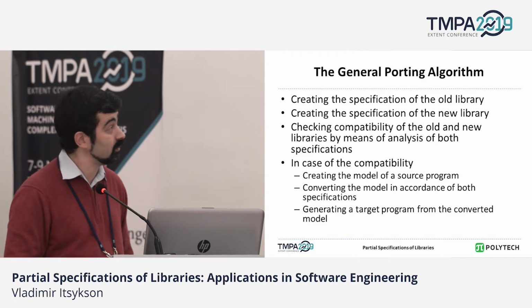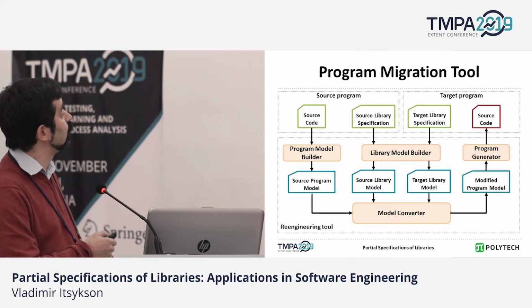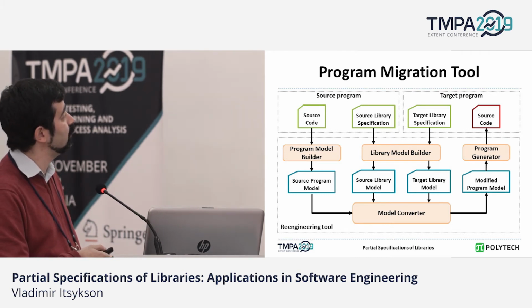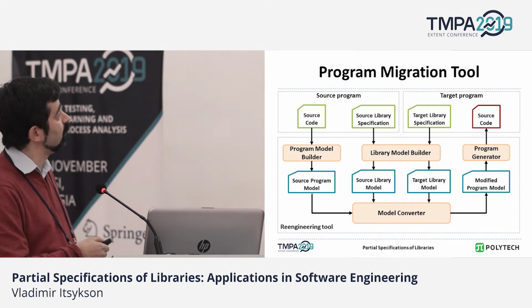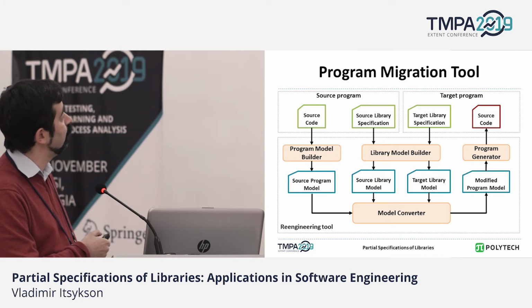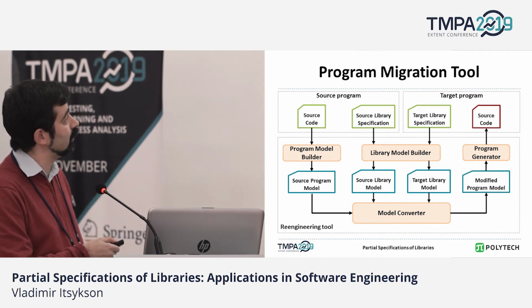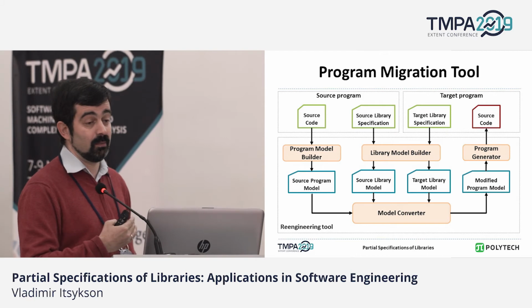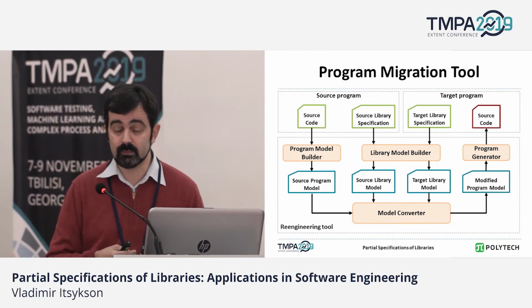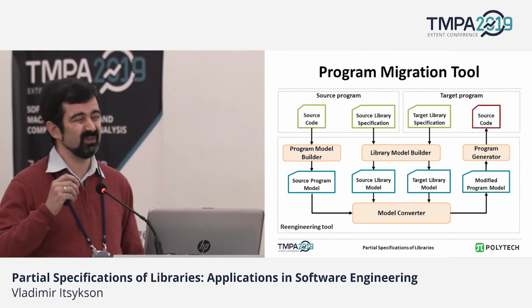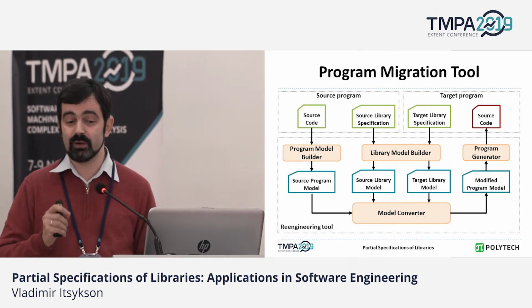You can see on this picture the source code of the source program, the specification of the source library, and the specification of the target library. By the library model builder, we built two models. By the program model builder, we built a model of our program. And the model converter converts the source program model, using the two models, to a modified program model, and after that we produce new source code of the target program. And the main point of our approach is that the new program should be as correct as the previous program was.